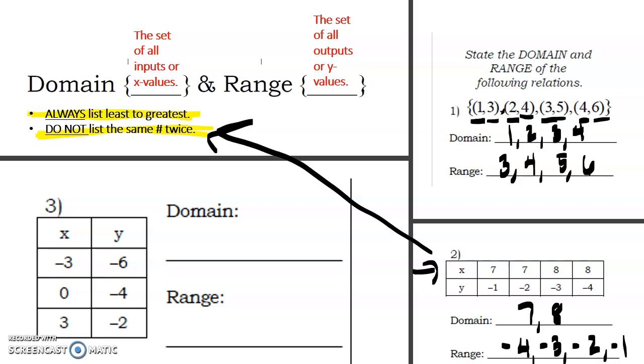Here's another table. This one's vertical. So again, let's start with our domain, which is our X values. We have -3, 0, and 3. For our Y values, we have -6, -4, and -2.